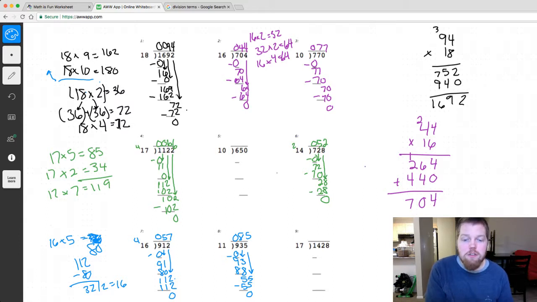17 into 1,428. Can 17 go into 1? No, it cannot. 0 times 17 is 0. Subtract, we get a 1. Bring down the 4. Can it go into 14? No, it cannot. Another 0. 1, 4, 2.